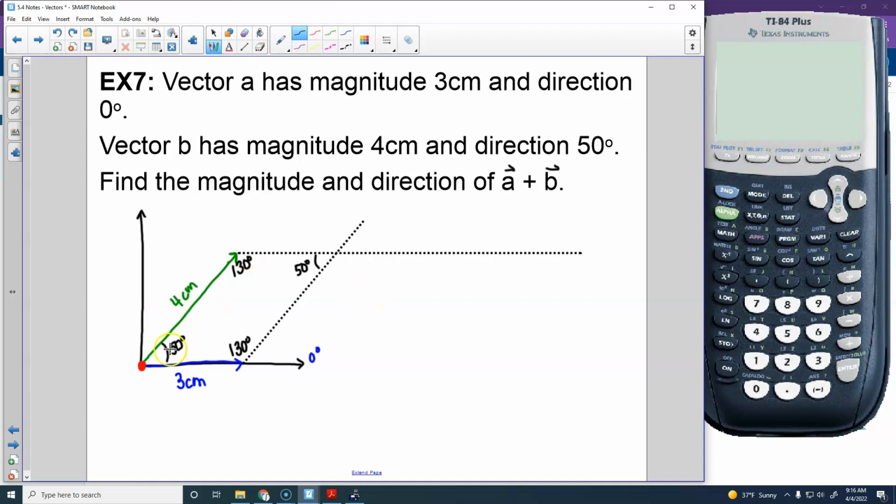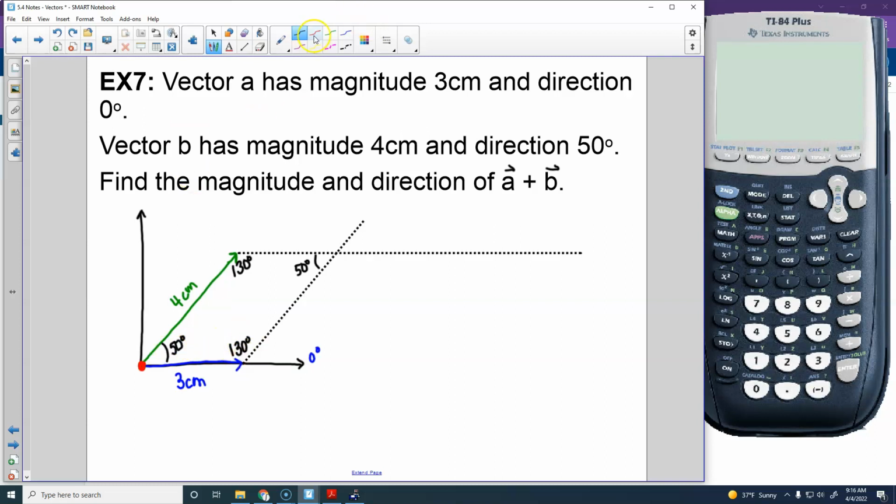You also can just know that the consecutive angles in a parallelogram, the two that are not opposite each other but the two that are beside each other, should add up to 180 degrees. So if this is 50, this one right here would be 130.